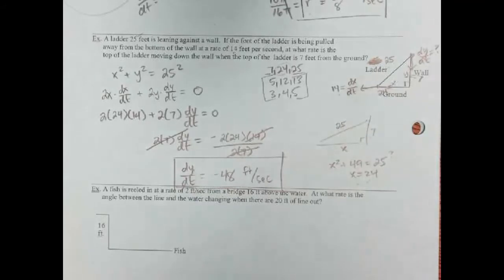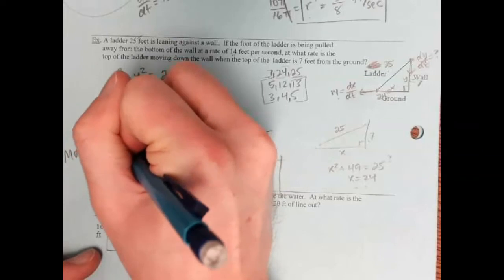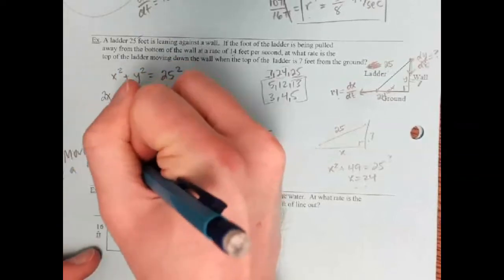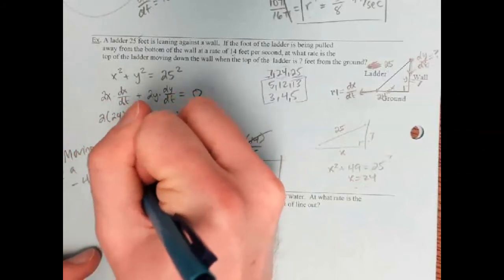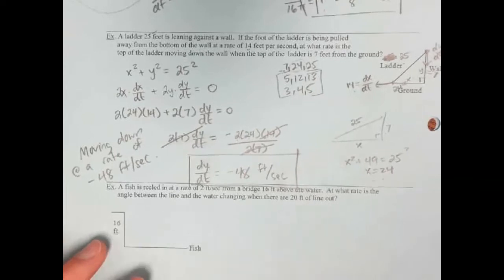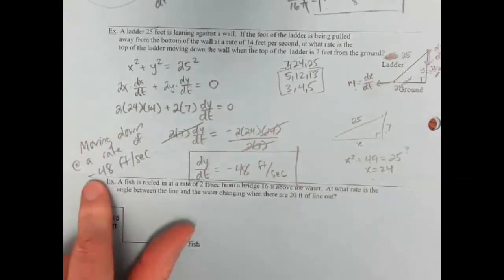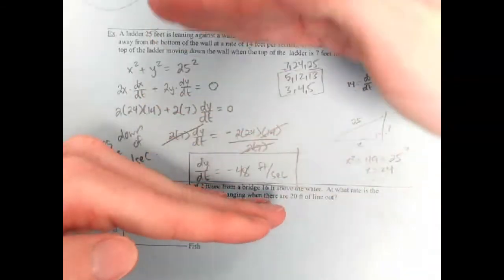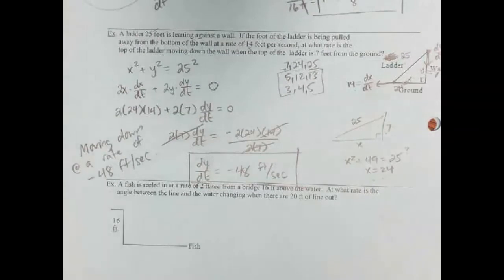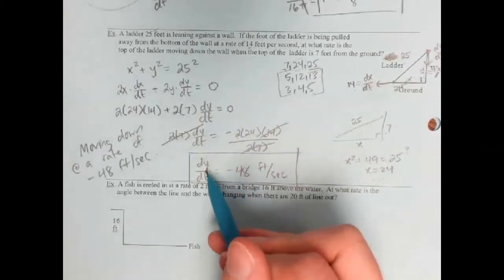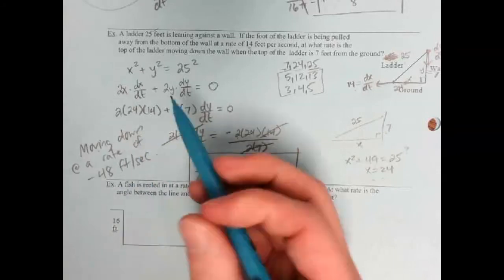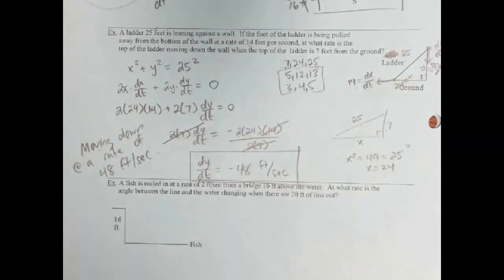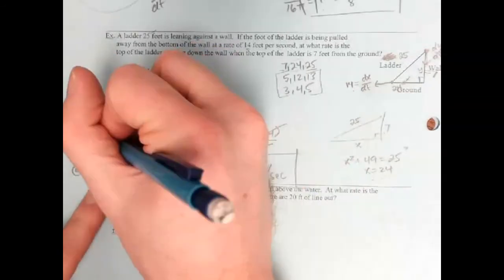The question asks, how or at what rate is the top of the ladder moving down the wall? Well, if you said moving down at a rate of negative 48 feet per second, this is kind of like the tank one that we did in the last video. If you said moving down at a negative rate, that double negative would actually mean that the ladder is going up the wall. So you can either include the negative and just say, hey, dy/dt is negative 48, or if you say moving down, you would only say it's moving down at 48, right? The moving down is the negative.